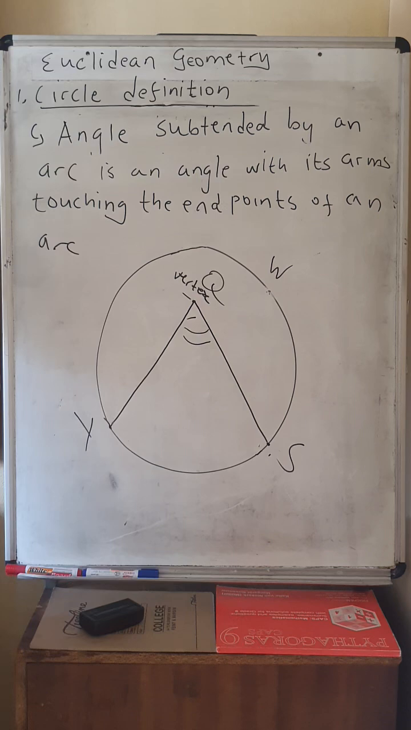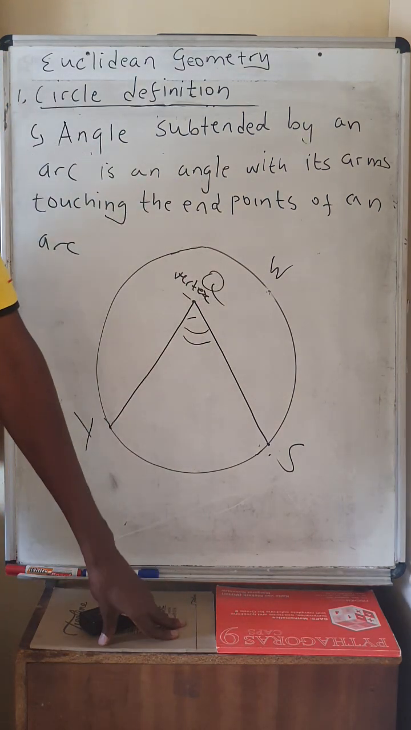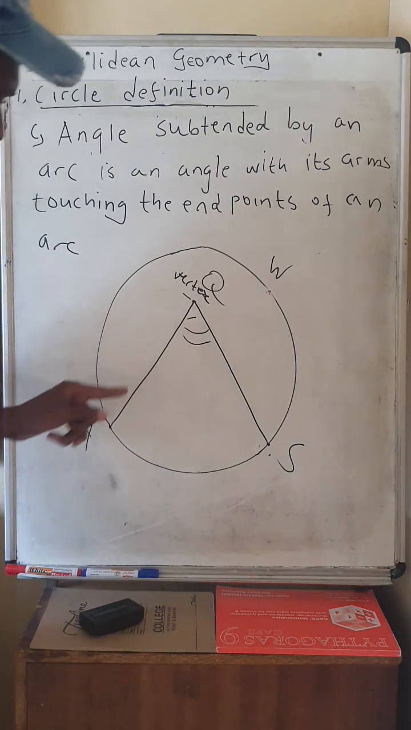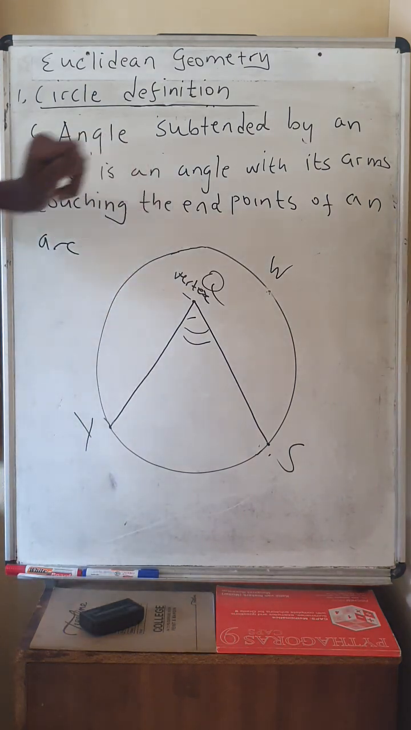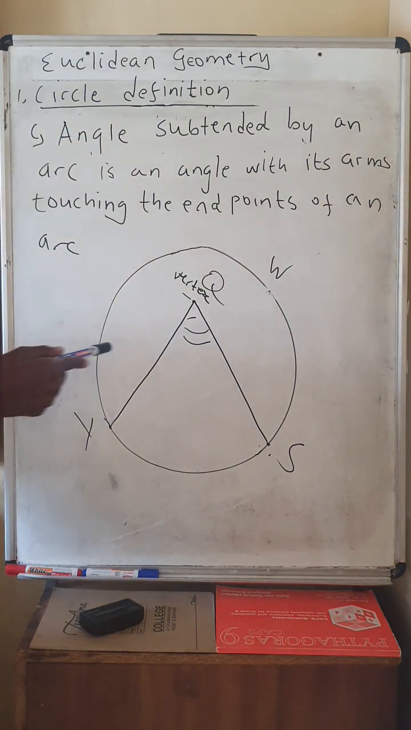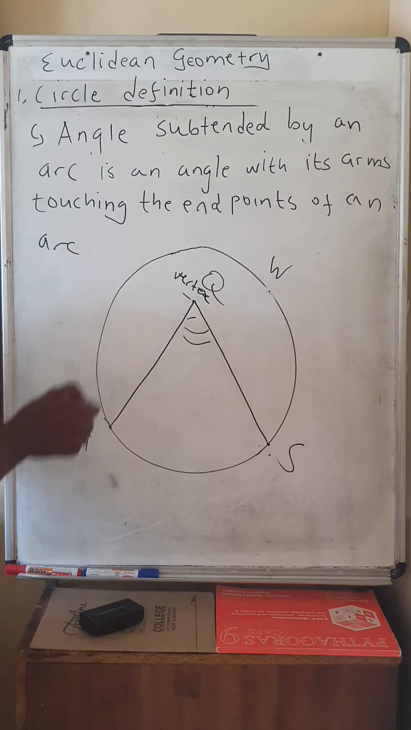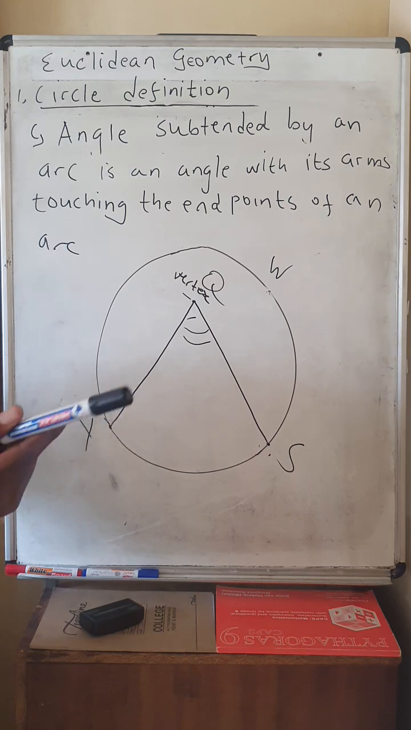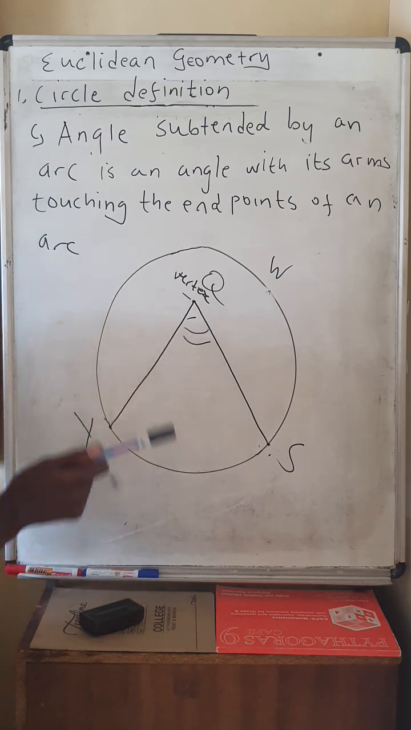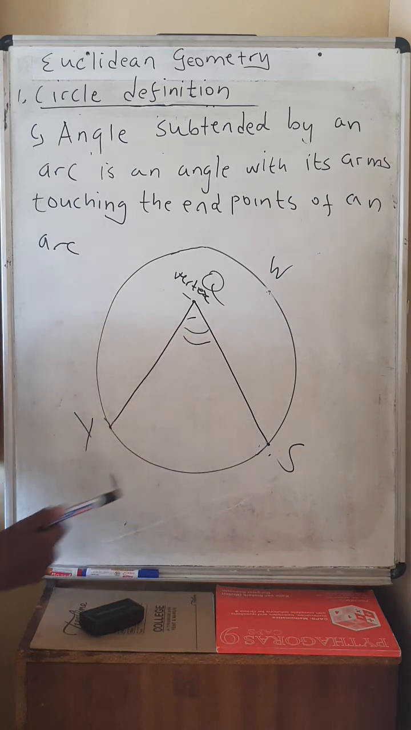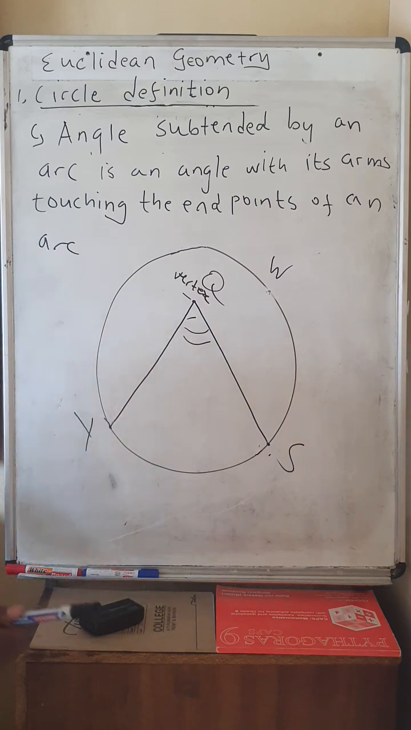Now let us look at this. Can we now say this angle is subtended by an arc or a chord? Guys, remember, as long as the arms, as you follow them from the vertex, touch the circumference, think about your angle either being subtended by an arc or a chord. So in this case, are the arms touching the circumference? Yes. Where? At W and S. Now that's where you check to conclude whether the angle is being subtended by an arc or a chord.